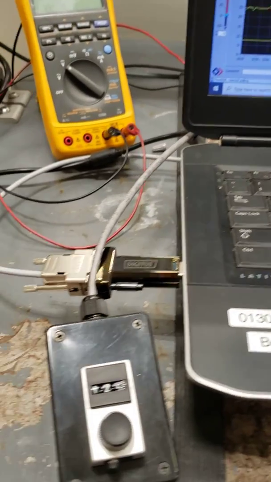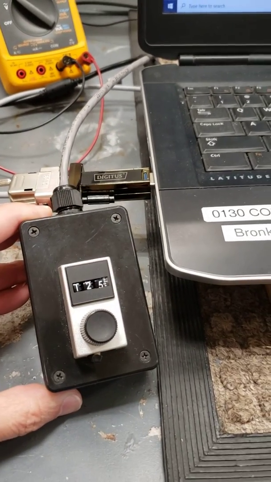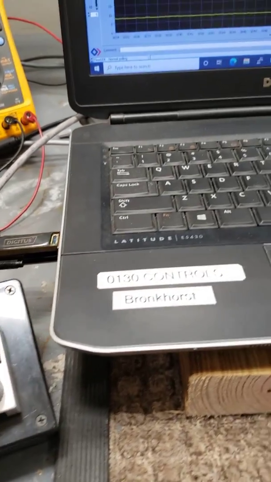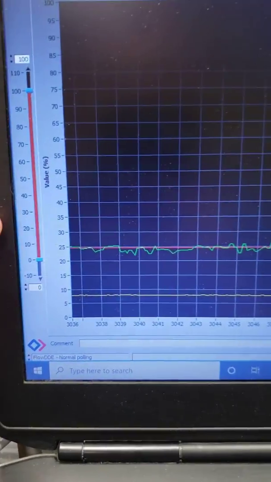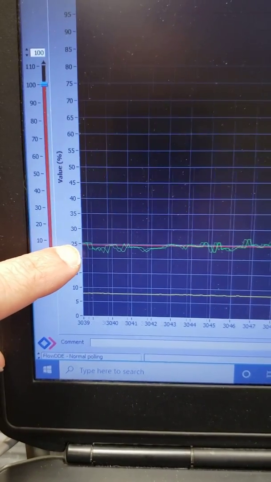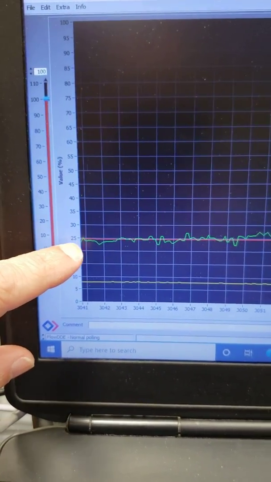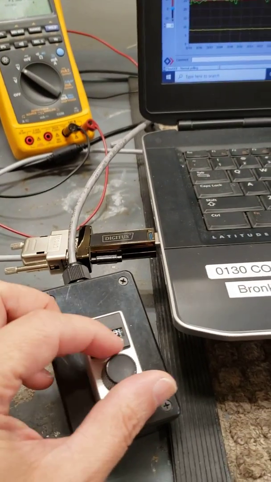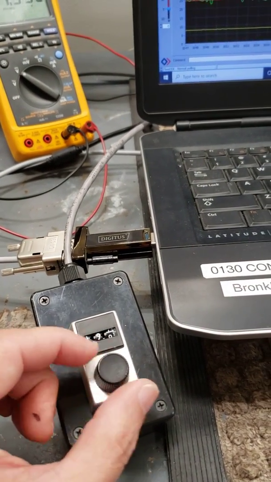We're setting the command just with a potentiometer. So this one's set at 1.25 volts on a 5-volt scale. So we should be at 25%, and sure enough, we're at 25%. So what we're going to see if I adjust this command, we'll run it up to about half scale.